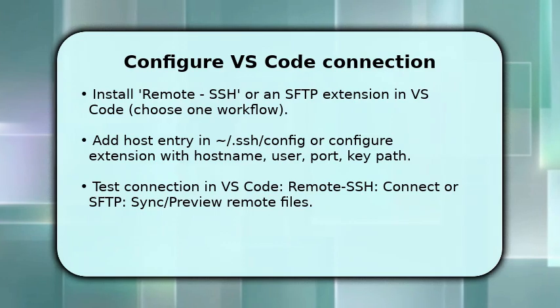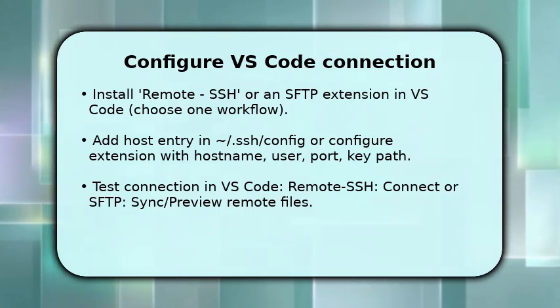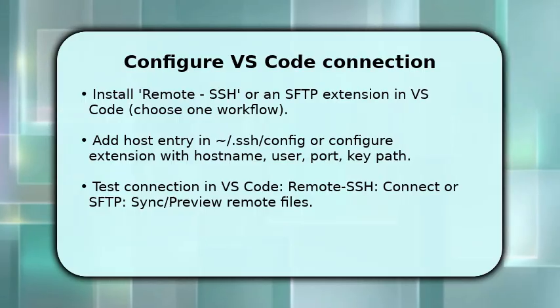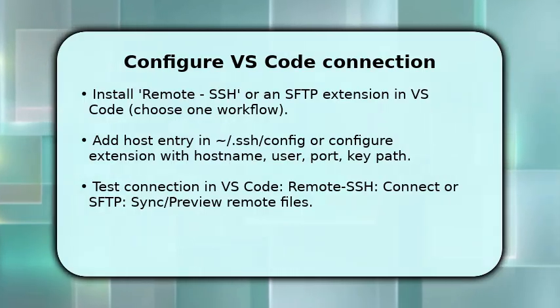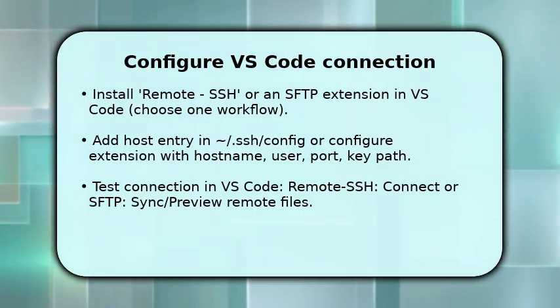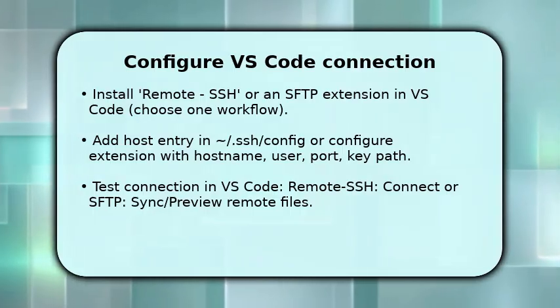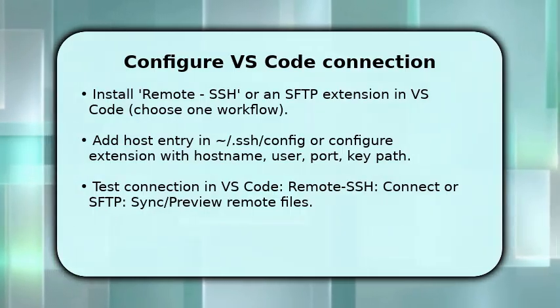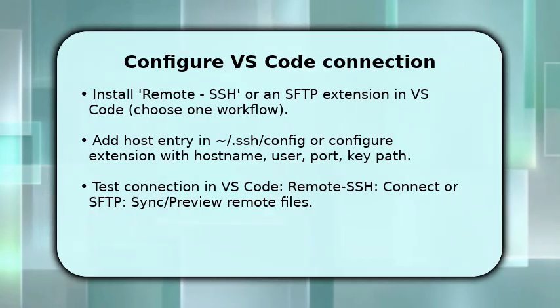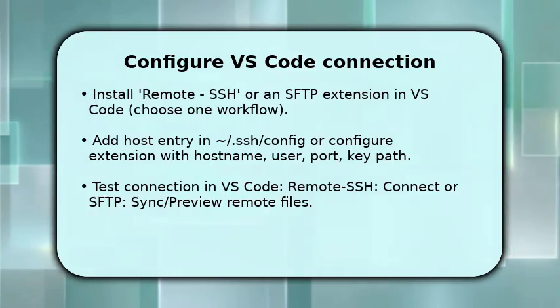Now configure VS Code. Install Remote SSH for shell-based work or a trusted SFTP extension to edit files directly. Then add a host entry in your ~/.ssh/config pointing to the cPanel host, user, port, and identity file path, or enter the same details into the extension UI.